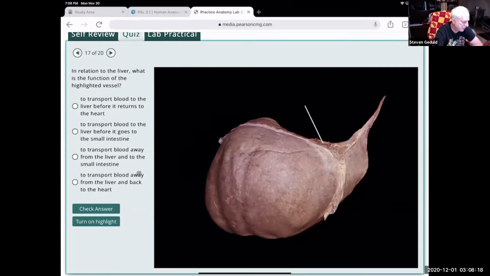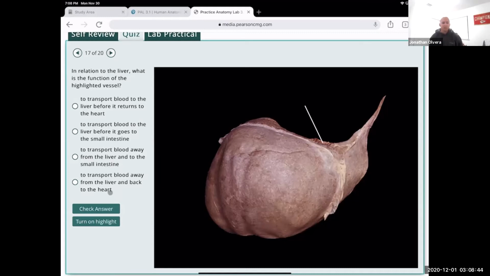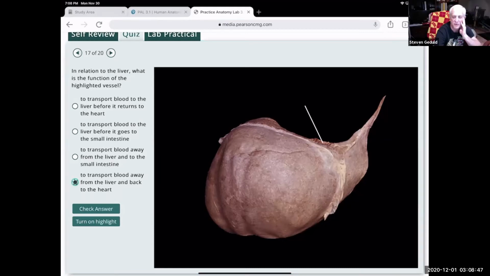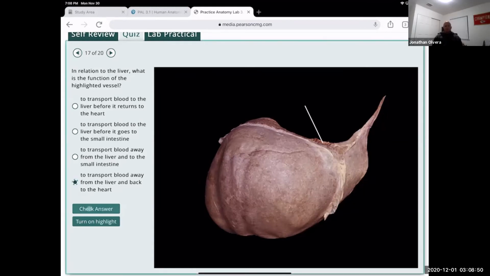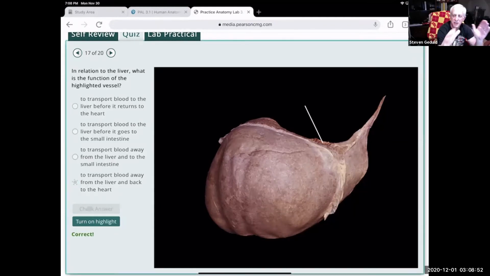In relation to the liver, what is the function of the highlighted vessel? Okay, this is the hepatic portal vein. So what's its function? Transport blood to the liver? No. Transfer blood away from the liver and to the small intestine? No. Transfer blood away from the liver and back to the heart. So which one would it be? The last one, yeah, because it forms in the inferior vena cava. It'd be transport blood away from the liver into the inferior vena cava, up into the right atrium, and back to the heart, the pump.